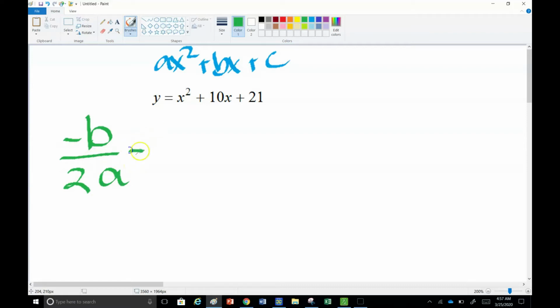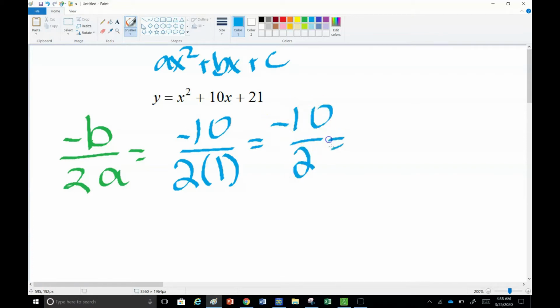So whatever the b term is, in this case my b term is 10. The formula says to take the b term and change the sign of it. So I've got negative 10 over 2a. Well, 2 times my a term. The a term here is just a 1. So when I'm trying to find the x value of the vertex, I'm going to use negative b over 2a. That becomes negative 10 over 2 times 1, which is just negative 10 over 2. That gives me negative 5.